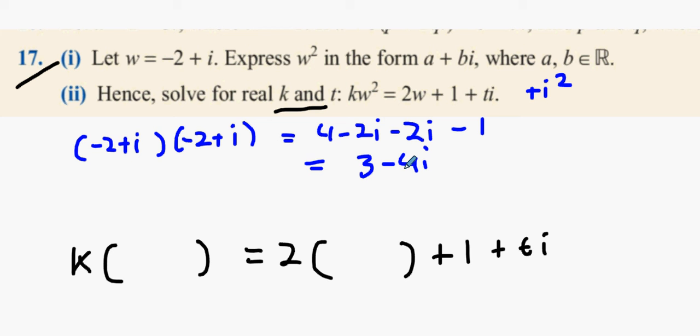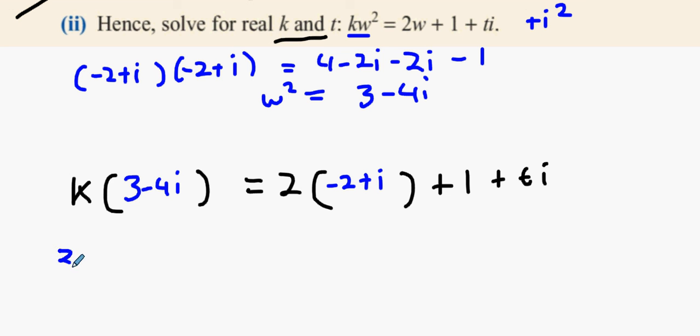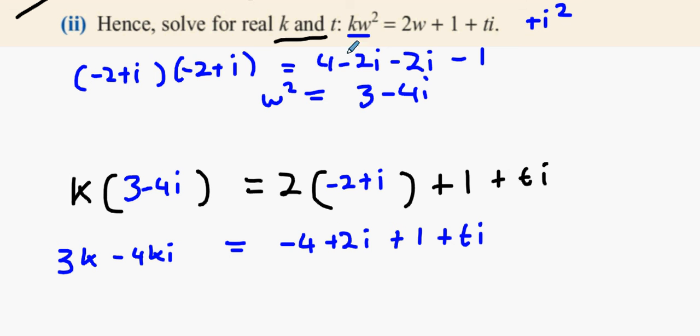Is that correct? Now, in part 2, you'll have your 3 minus 4i in here, and you replace w in here. And then you should get 3k minus 4ki equals minus 4 plus 2i plus 1 plus ti. All you have to do now is mark off your real and imaginaries.